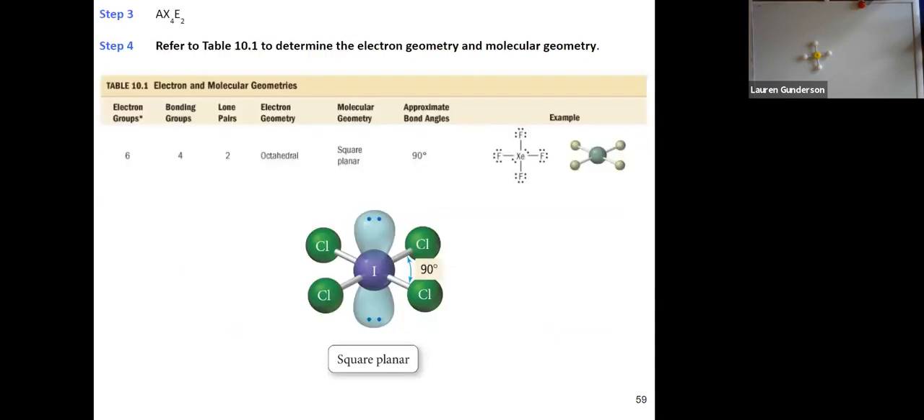Okay, so now I'm going to go to my table, AX4E2. That's an octahedral electron geometry, and it describes a square planar shape. So all of my bond angles will be 90 degrees from one another.